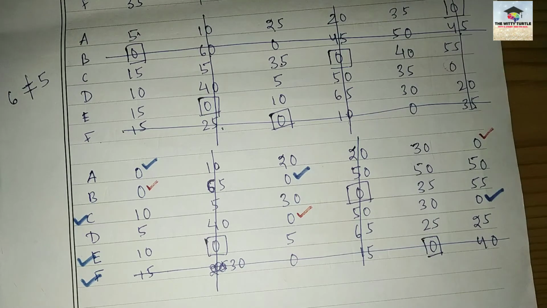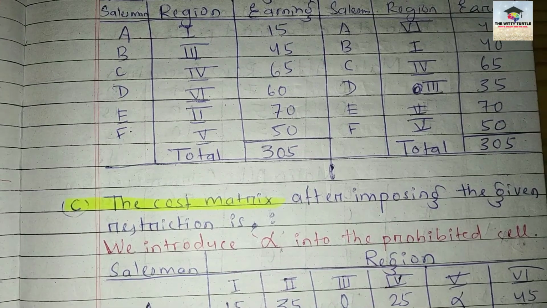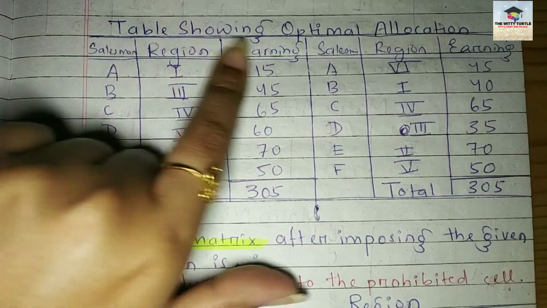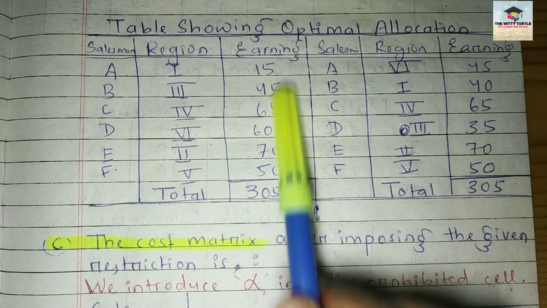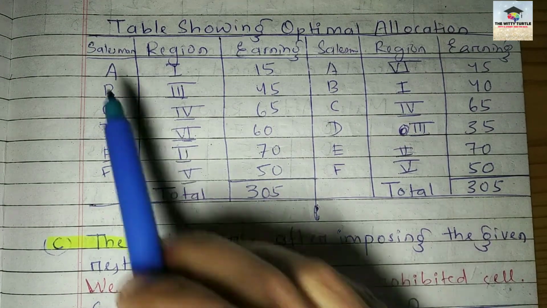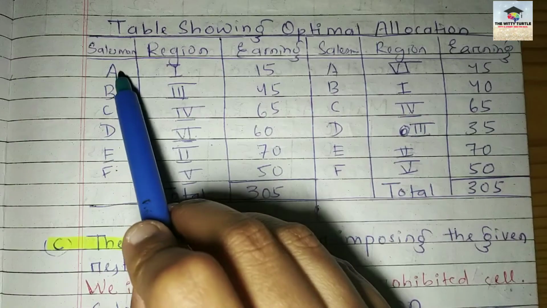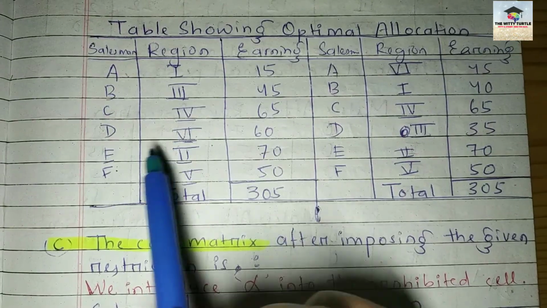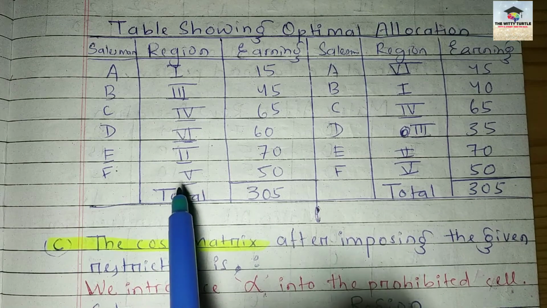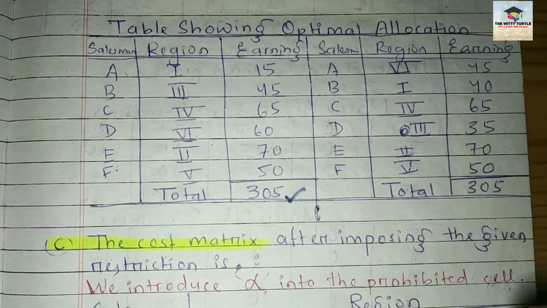ऑप्टिमल एलोकेशन जो टेबल में हम लोग करते हैं, we have to make that table, right? So there you go with the table showing optimal allocation. So what do we have? We have salesman, then we have region, then we have earning, right? So first हम लोग का ऑप्शन क्या है जो मैंने blue में टिक किया है, वो क्या है? For salesman A it is region 1. For B it is 3, C 4, D 6, E 2 and F 5. So we can get the earning from the table, right? And we can get the maximum earning.